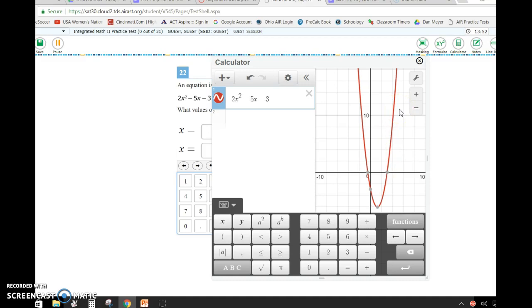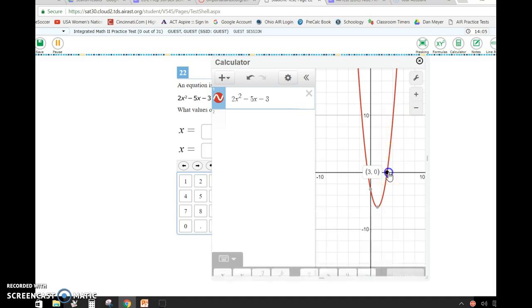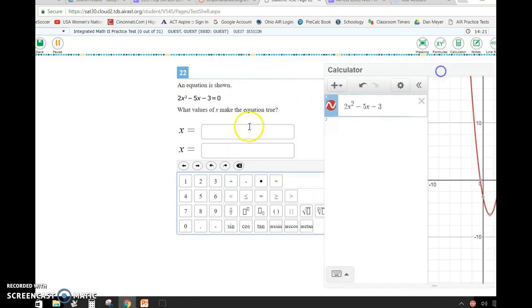Now, typically we have no clue where it crosses until we zoom in or we use the 0 function on our calculator. But if you notice, Desmos calculator, all you have to do is highlight the x-intercept, and it is going to tell you the ordered pair. So it crosses at 3, 0. You can click it again to get rid of that ordered pair. Come over here, click it, and it crosses at negative 0.5. So 3 and negative 0.5.